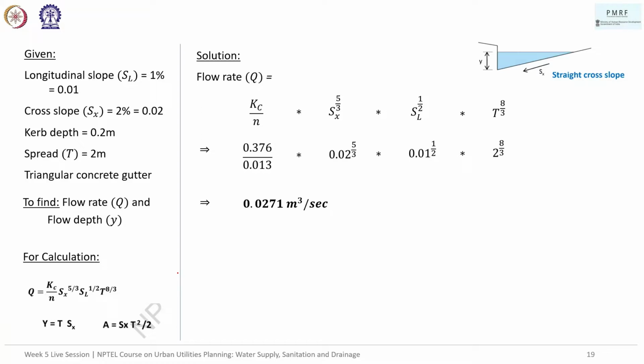But if you look at the solution from the previous run of the course, the value is slightly different. That's because they have taken the Manning's coefficient to be 0.012. But from the lectures, it's given as 0.013, so we'll be taking this value only.